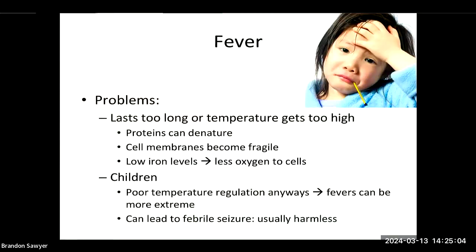But yeah, a couple other things that can be a problem here. If the fever lasts too long or the temperature gets too high, we can hurt ourselves, right? And kids in particular have much poorer temperature regulation. They can go into what's called a febrile seizure, because your brain doesn't function too well above a certain degree, and that can be potentially harmful as well.